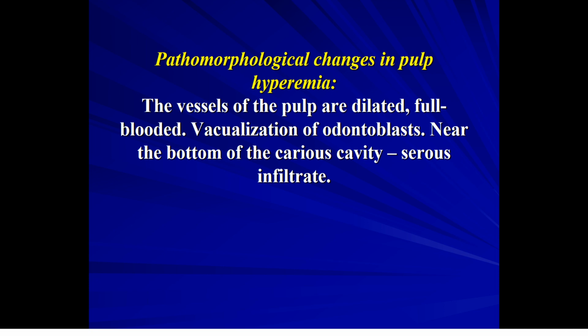And now I'll tell you about pathomorphological changes in pulp hyperemia. The vessels of the pulp are dilated and full-blooded, with vacuolization of odontoblasts. Near the bottom of the carious cavity, there is a cellular infiltrate.